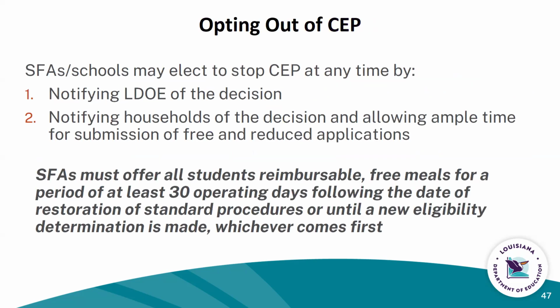Opting out of CEP. School food authorities may elect to stop CEP at any time by notifying LDOE of the decision, notifying households of the decision, and allowing ample time for submission of free and reduced applications. School food authorities must offer all students reimbursable free meals for a period of at least 30 operating days following the date of restoration of standard procedures or until a new eligibility determination is made, whichever comes first.